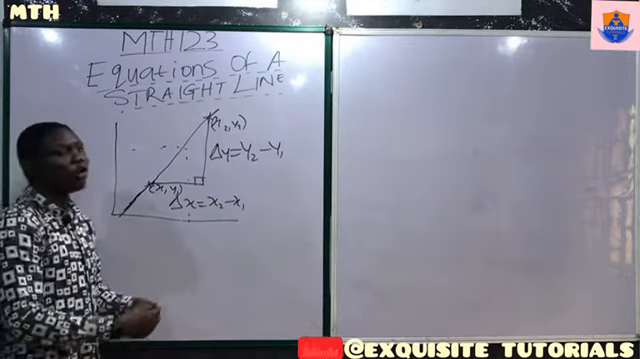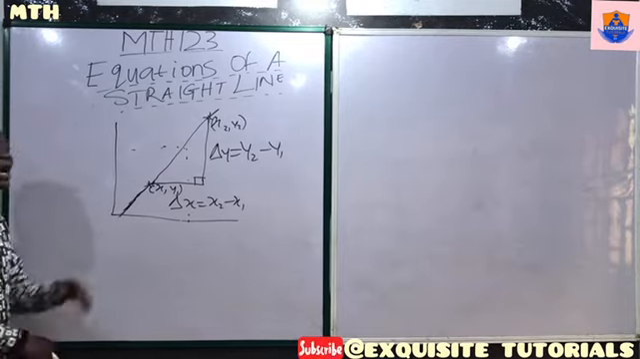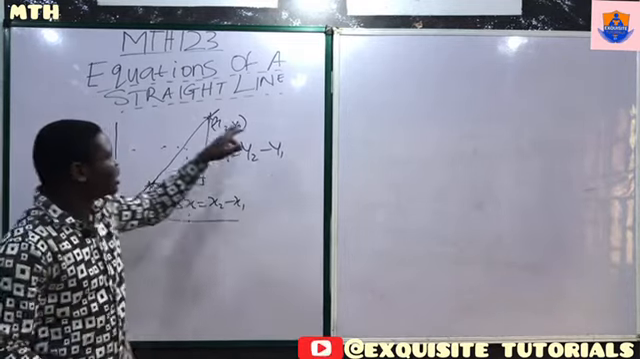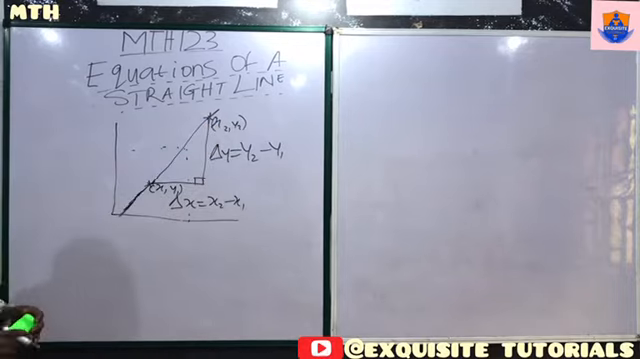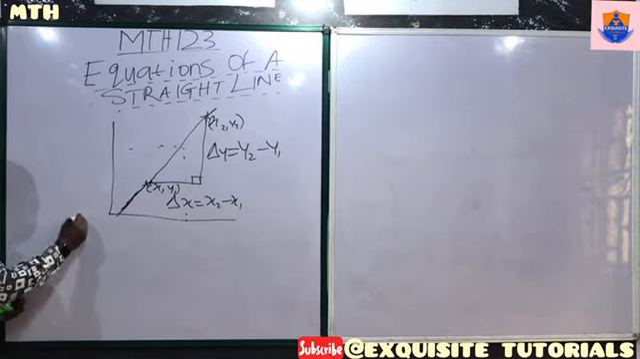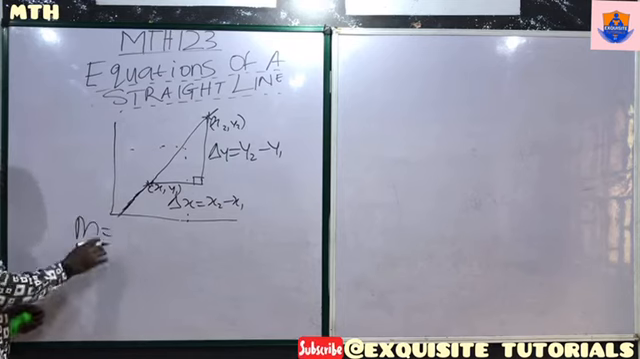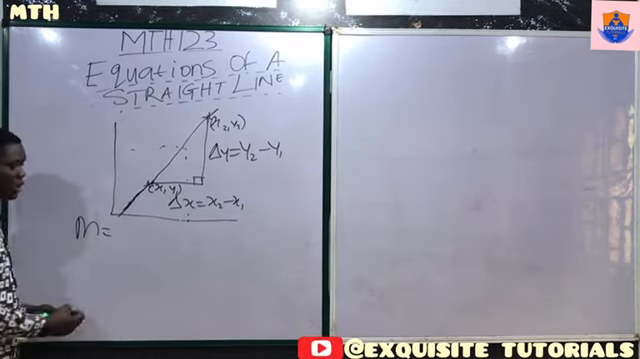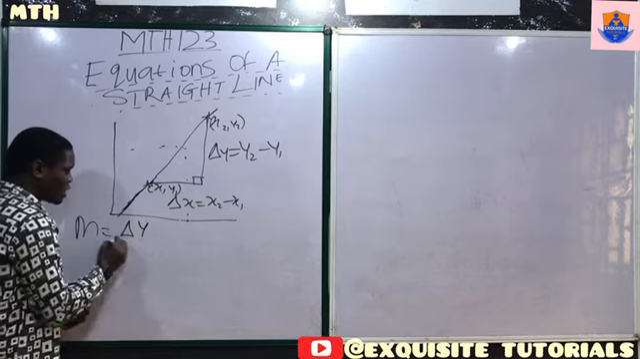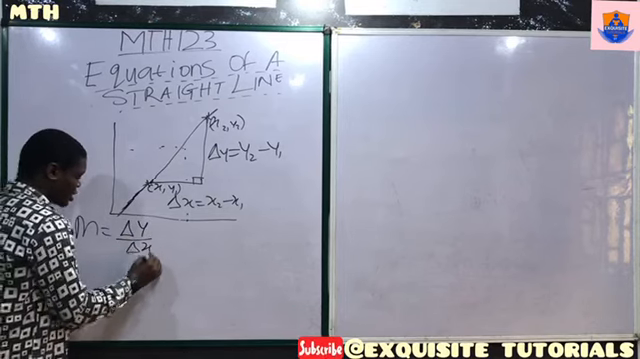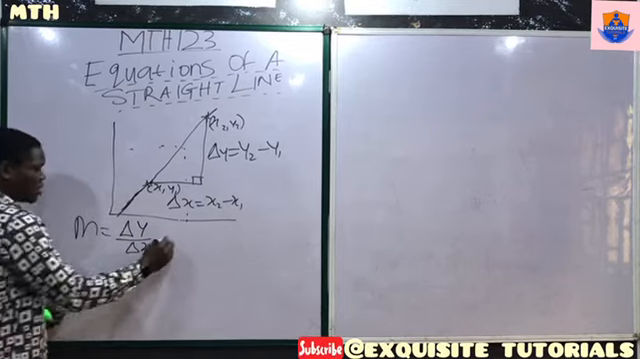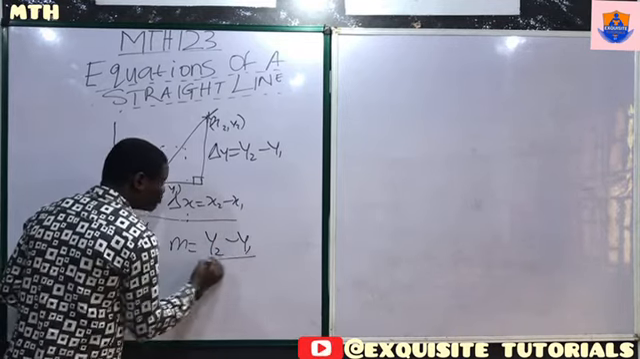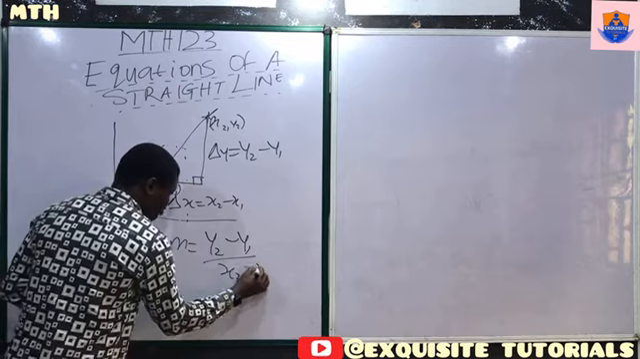So even in a curve, when you want to find the gradient of a curve at a particular point, you will still draw a straight line that passes through that point. Then you find the gradient of that straight line. In this course, we call the gradient m. We use the letter m to represent the gradient of a straight line. The gradient is change in y over change in x, so we can say the gradient of this straight line is y2 minus y1 all over x2 minus x1.